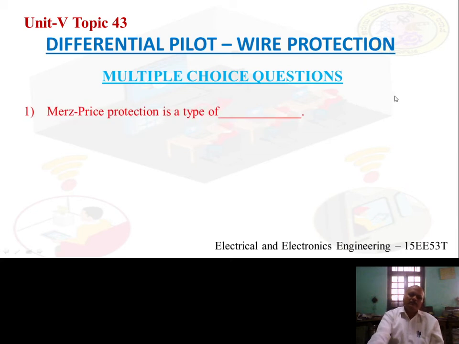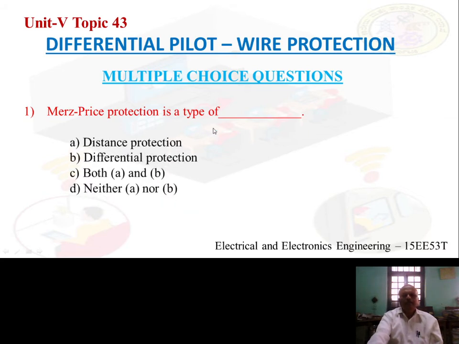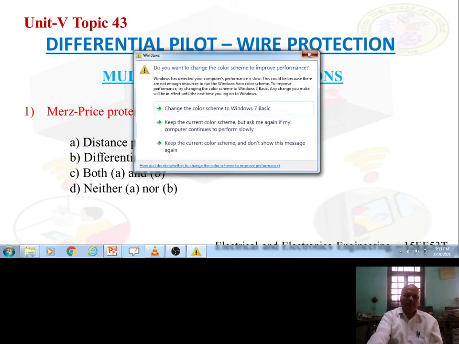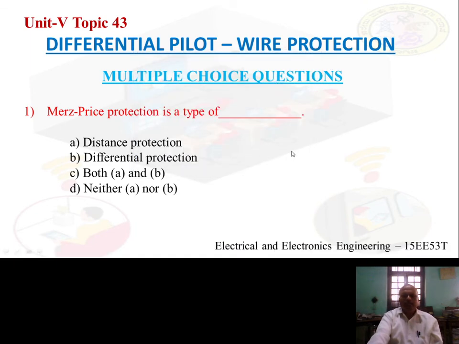The first question is, Merz-Price protection is a type of. Your options are: A. Distance protection, B. Differential protection, C. Both A and B, D. Neither A nor B.